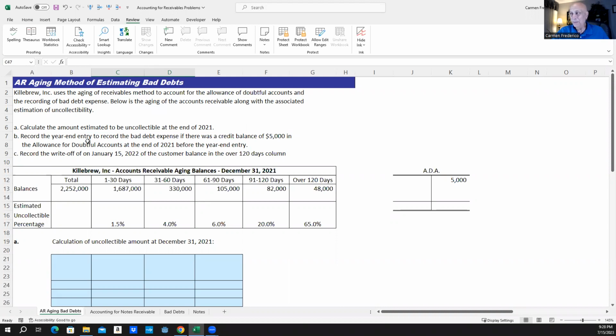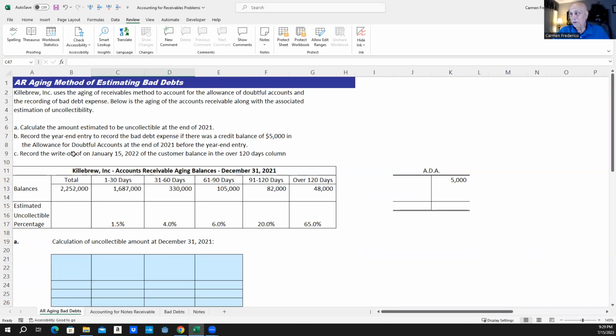Okay, so A, we're going to calculate the amount estimated to be uncollectible at the end of the year, 2021 in this case. B, record the year-end entry to record the bad debt expense if there was already a credit balance in the allowance for doubtful accounts at the end of 2021 before this adjusting entry. So in this scenario, we're going to make an adjusting entry at the end of the year to put more money into this allowance account. It's almost like setting up a budget. We're setting up based upon the aging of our receivables. We're going to make an entry to put more money into this account so that we have money set aside to satisfy any of these invoices that may not get paid.